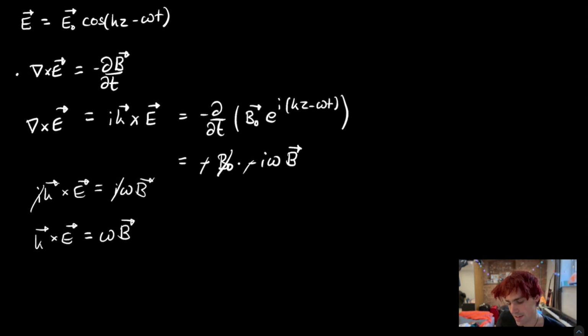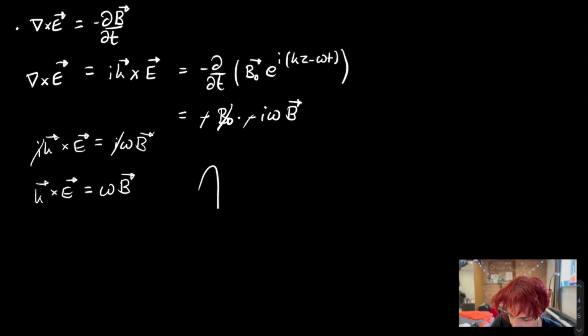Now this equation has a couple of implications. The first one is that it's saying that B right here is actually perpendicular to both k and E right here. So what this is telling us is that the electric field and the magnetic field oscillate at right angles, but they both oscillate perpendicularly to the direction of propagation, which is quantified by this k right here.